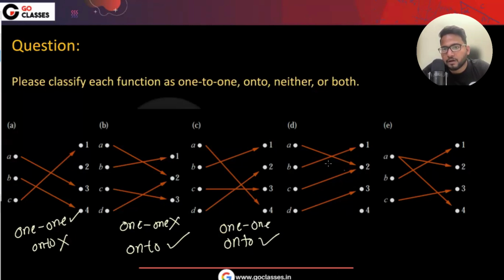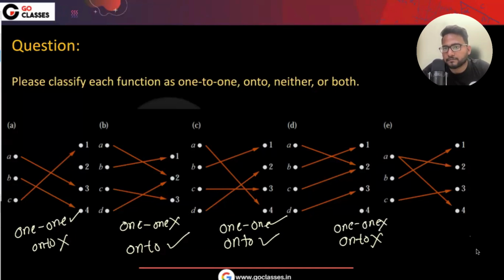Okay. Now you tell me, what about this? It is leaving out something. So it is not onto. It is mapping two elements. As you can see, two incoming arrows to just one thing. So that's why it is not one-to-one.